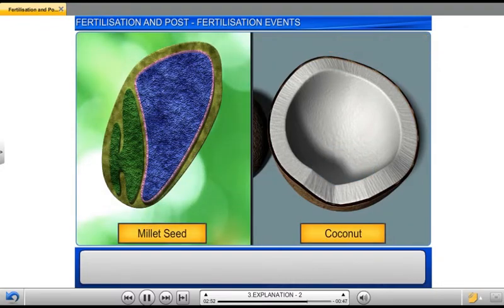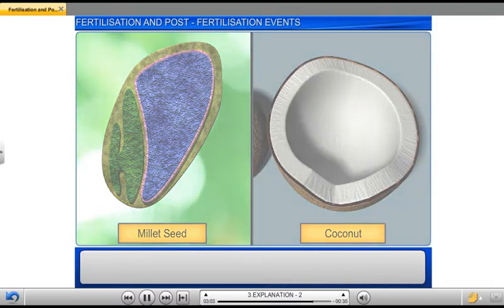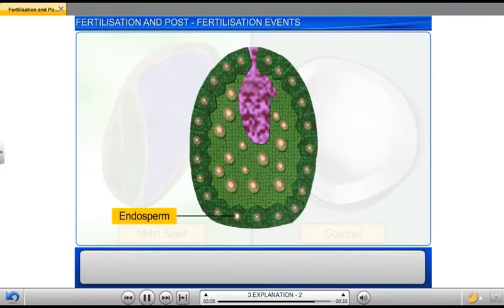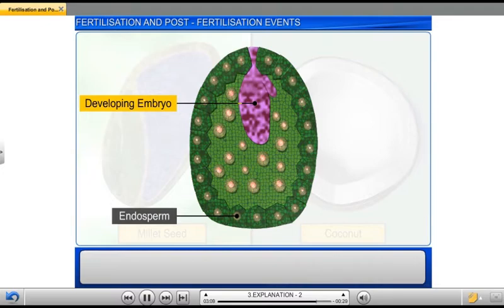Histological studies have shown that endosperm contains stored food in the form of starch or proteins, as in cereals, or oil, as in castor or coconut. This food provides nourishment to the zygote while it is developing into an embryo. It is interesting to note that the endosperm also forms a major source of nutrition for human beings.